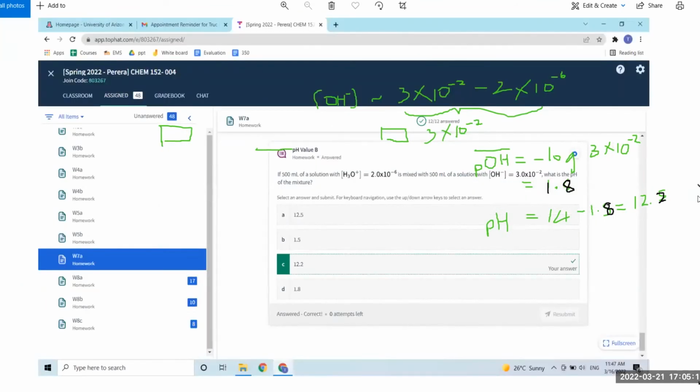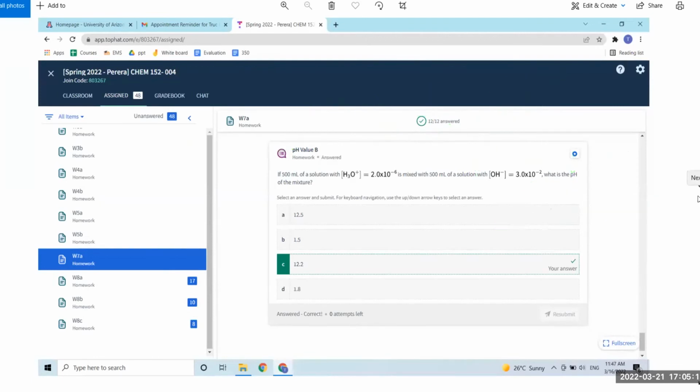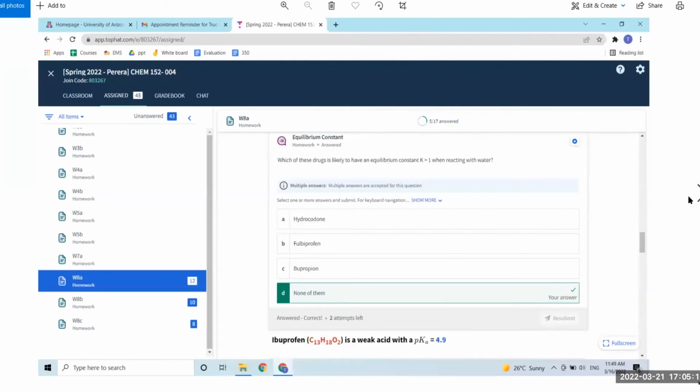Let me get rid of my... Oh my, I need to pull this up because I didn't screenshot the. That's fine.